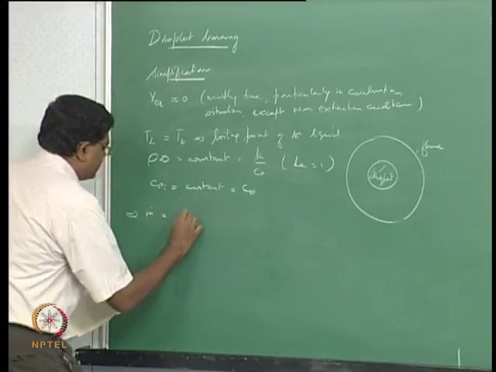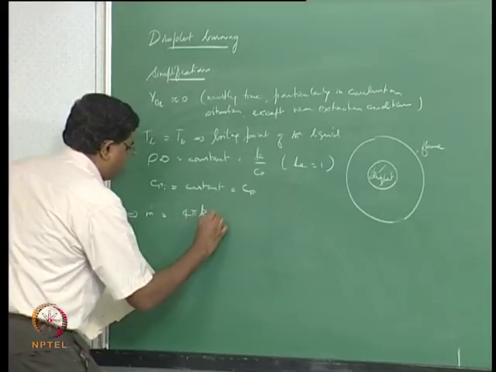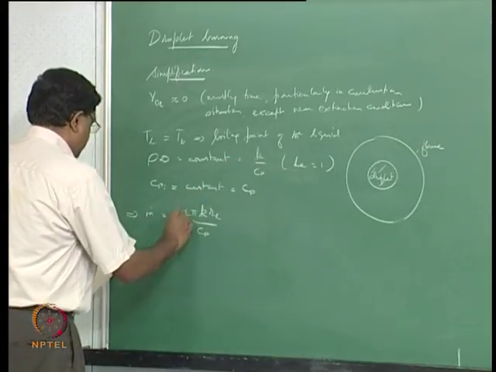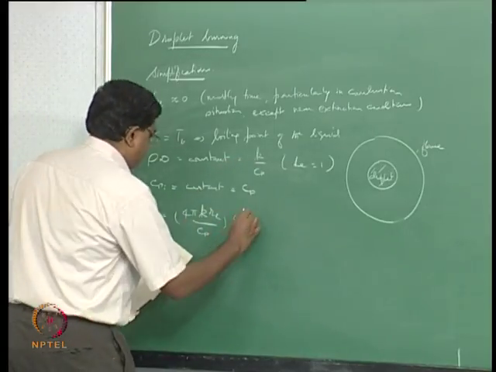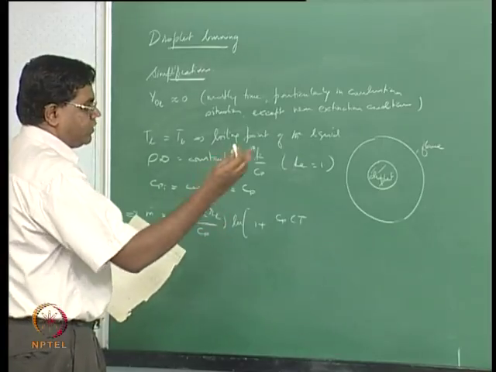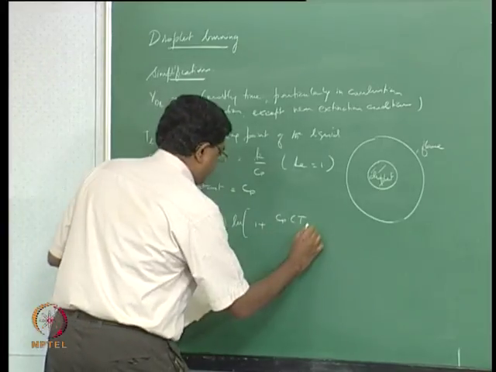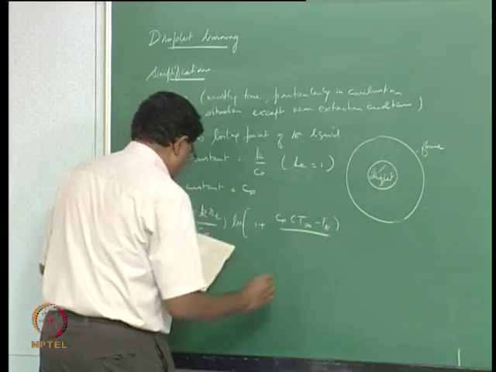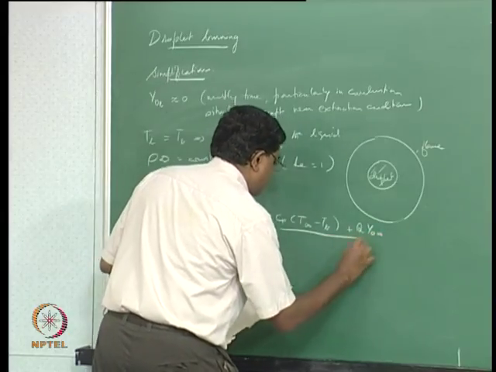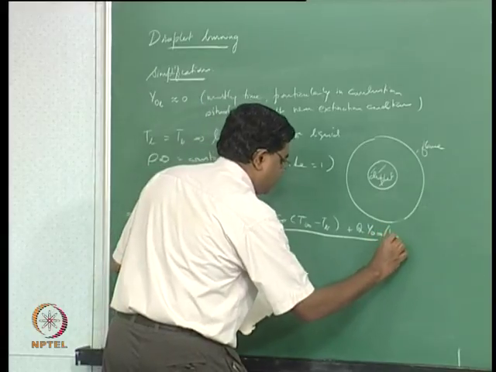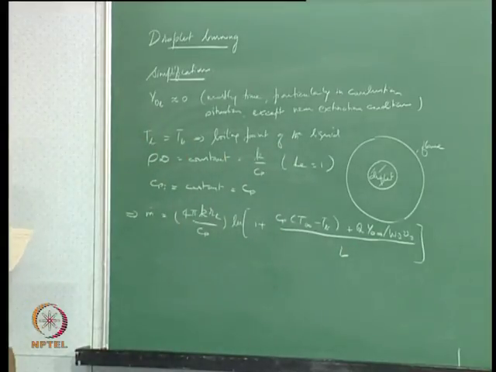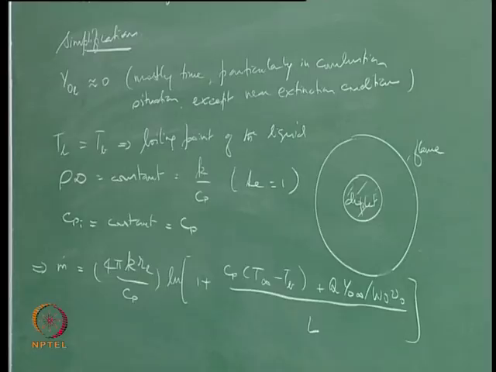m dot equals 4 pi k RL over Cp, that's what rho d has now become, times natural logarithm of 1 plus Cp times, now that you can evaluate the integral inside as well, T infinity minus Tb plus Q YO infinity divided by, we should say, WO nu O, all divided by L. Okay, you still have some expression, but this is a little bit more manageable.